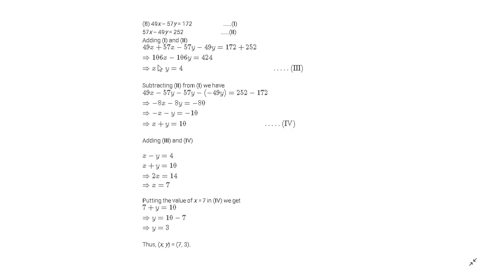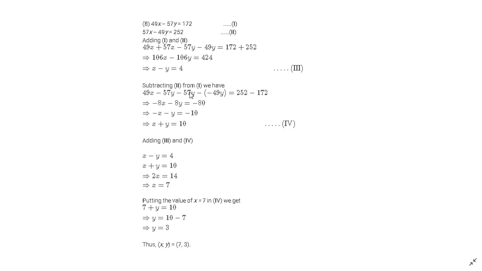So after adding, 49 plus 57 is 106x. Then minus 57y minus 49y is minus 106y. And on the other hand, 172 plus 252 is 424. Then divide it by 106. When we divide the whole equation by 106, we get x minus y is equal to 424 upon 106, which is 4. So x minus y is equal to 4. We got the simpler equation.